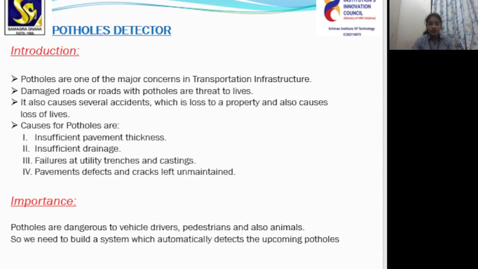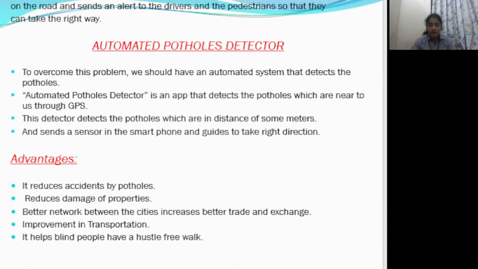Causes for potholes are insufficient pavement thickness, insufficient drainage, failures at utility trenches and castings, pavement defects and cracks left unmaintained. Importance: potholes are dangerous to vehicle drivers, pedestrians, and also animals. So, we need to build a system which automatically detects the upcoming potholes on the road and sends an alert to the drivers and the pedestrians so that they can take the right way.